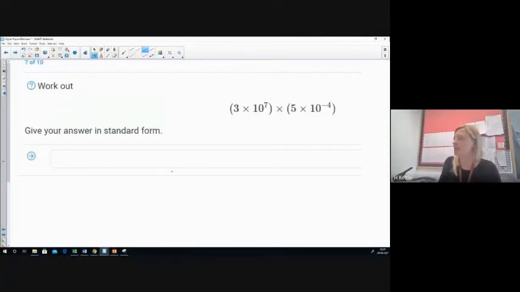Okay, the next one is timesing. So exactly the same, but we're timesing here. So we're going to do the same method. 3 times 5 is 15. Times 10 to the power of, well, we've got 7 here. And because we're timesing, we're adding the powers. But when you add a negative, it's going to subtract. So 7 add minus 4 is 3.